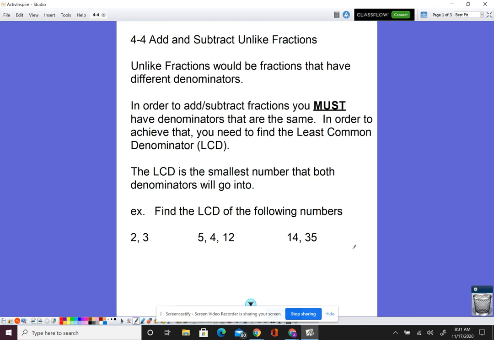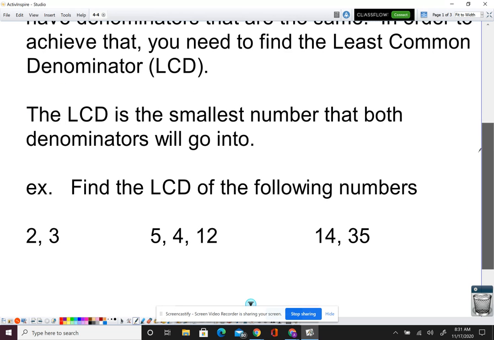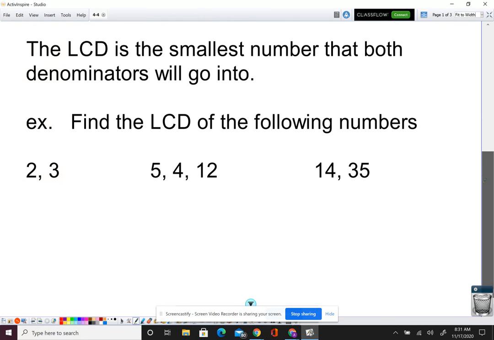And we know from elementary school that when we need to add or subtract fractions, we must have denominators that are the same. So in order to achieve this, you need to find the least common denominator. Now, you had some practice with this in the last section. Those were the last few problems. But we're going to go through and maybe give you a different way to do it.